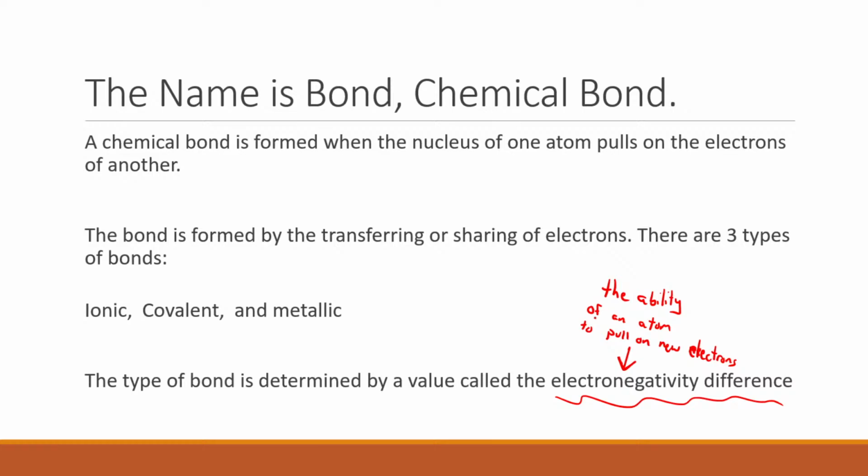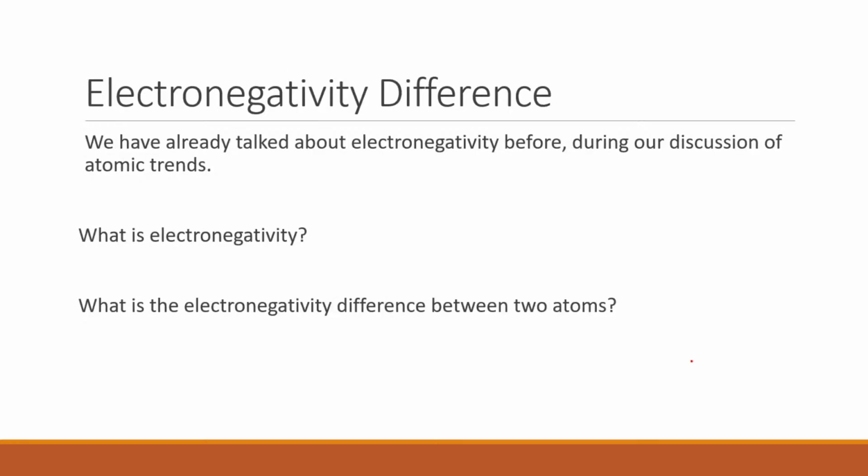And really what this becomes is a kind of strength check. The higher the electronegativity, the stronger the pull. The lower the electronegativity, the weaker the pull. And so when we talk about an electronegativity difference, we're looking at the comparison of two atoms' electron pulling strength.